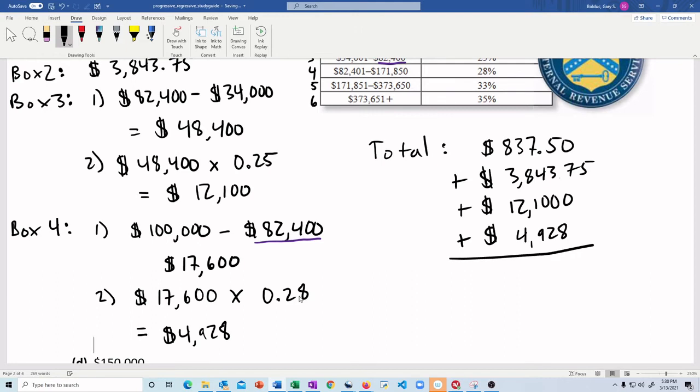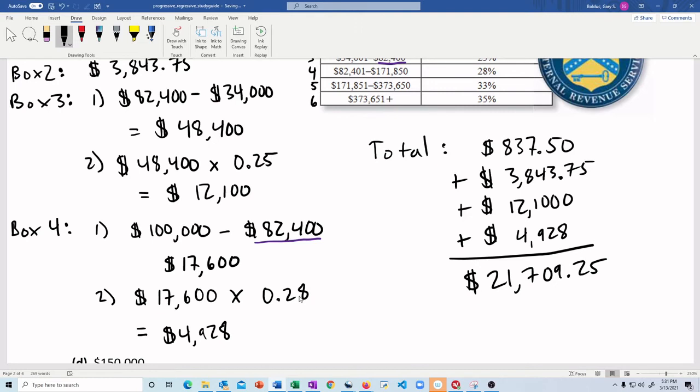And then we could just go into our calculators, and we add up all these numbers. So box 1, add it. Box 2, add it. Don't forget the point here. Box 3, add it. Box 4, add it. Altogether, I got $21,709.25.